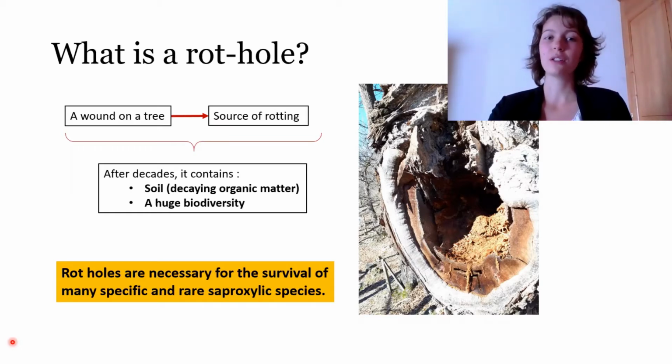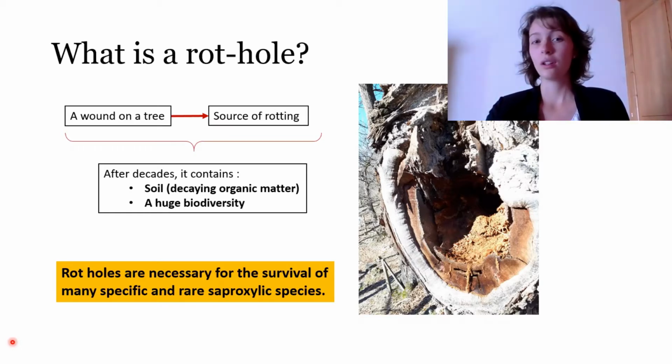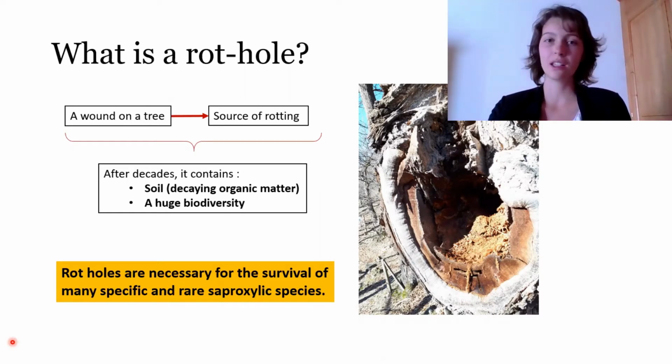These cavities contain soil, which looks like earth, as it consists of decaying organic matter. This is what I analyzed chemically as a part of my study, but I'll talk about that a little bit later. I would like to emphasize here the importance of these structures because they are necessary for the survival of many specific and rare saproxylic beetles. Besides, they need a really long time of development.